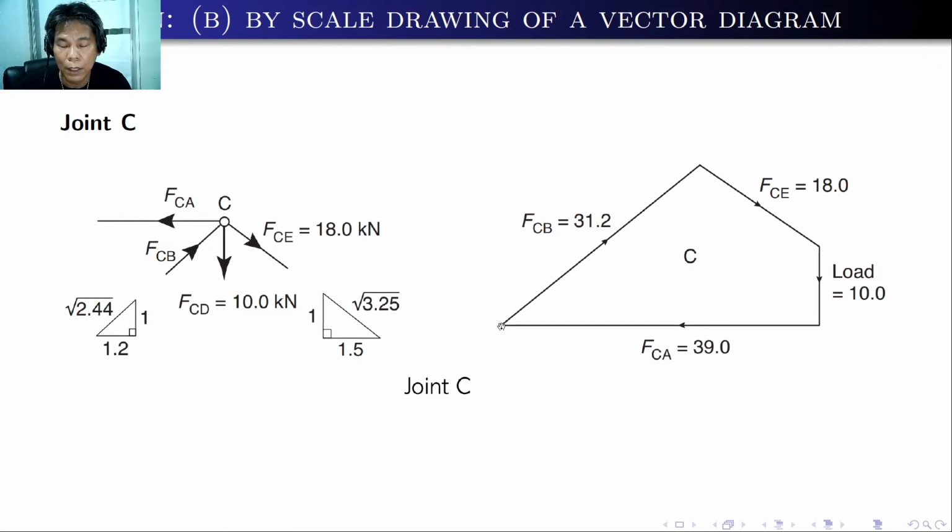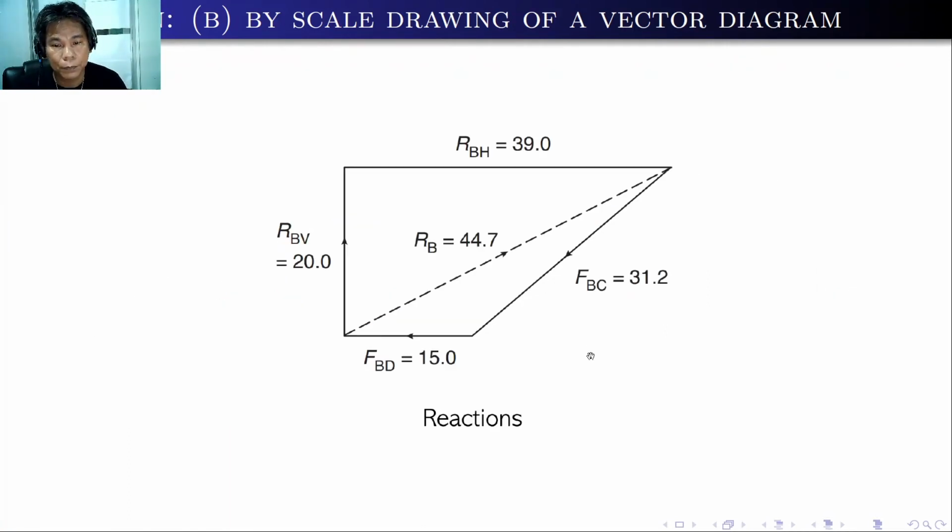Okay, so this is the end of the force FCE and the beginning of the force FCB. After that, you can measure the distance in centimeters. Probably this is 3.9 centimeter times 10, so that's 39 kilonewton. Also here, you can measure in terms of centimeter, that's 3.12 centimeter times 10, that's 31.2 kilonewton. And lastly, the reaction. It's quite simple to draw the reaction because you can have the joint B.